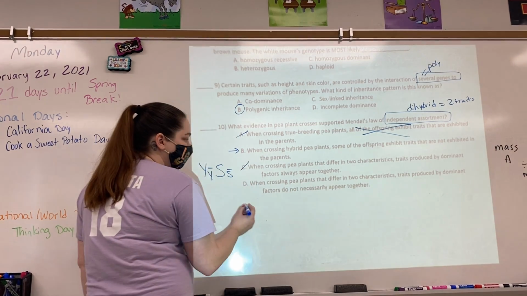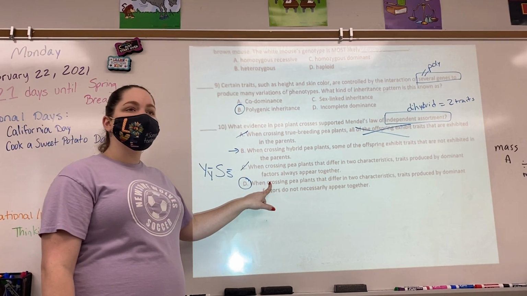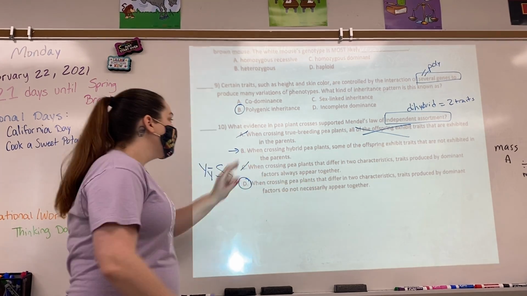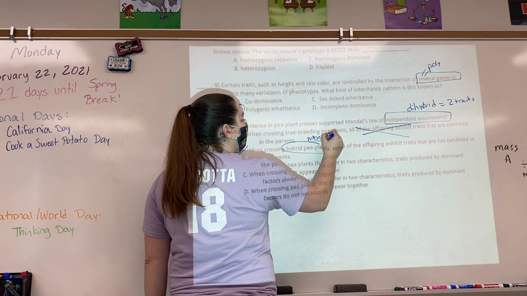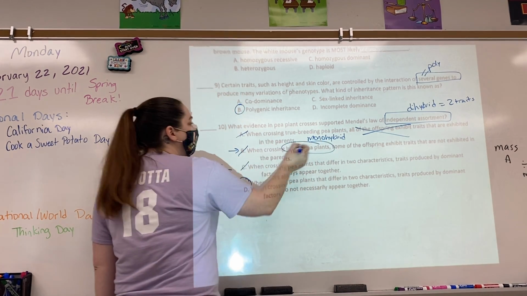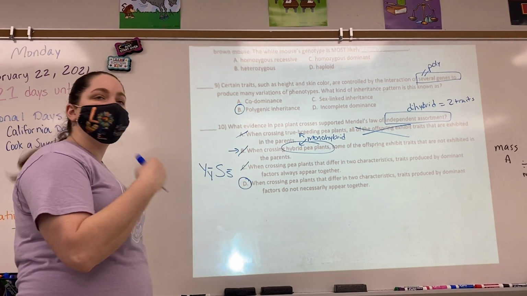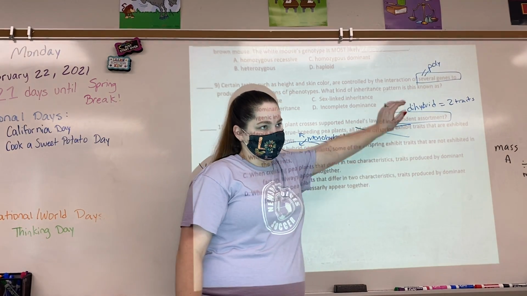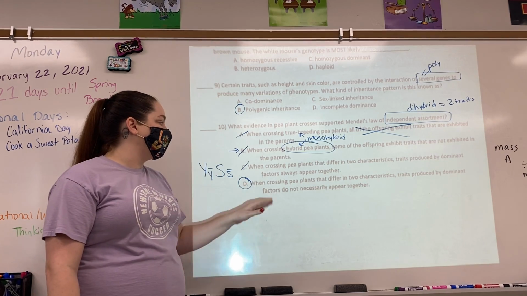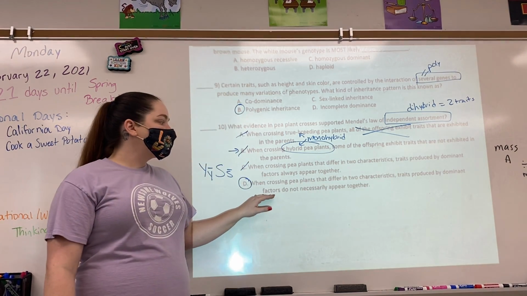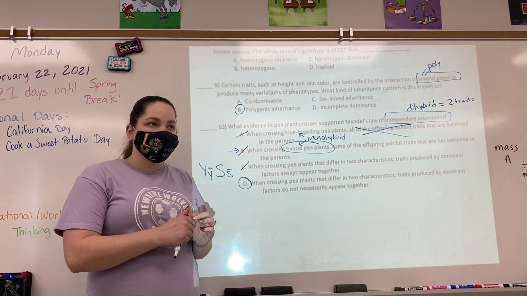So D, when crossing pea plants that differ in two characteristics, traits produced by dominant factors do not necessarily appear together. So this one is correct because this is talking about a dihybrid cross that is showing independent assortment. This one is incorrect because when you cross hybrid pea plants, this is talking about a monohybrid cross. So both of these answer choices are talking about monohybrid crosses, but we are not talking about monohybrid crosses, we're talking about dihybrid crosses. So that is why D is the only possible answer choice, because it's the only one that is talking about a dihybrid cross where your traits are going to line up independently of each other when they go to separate.